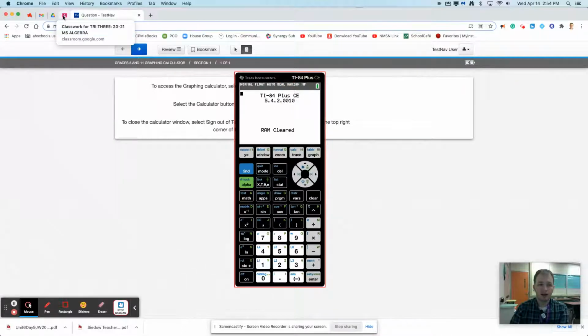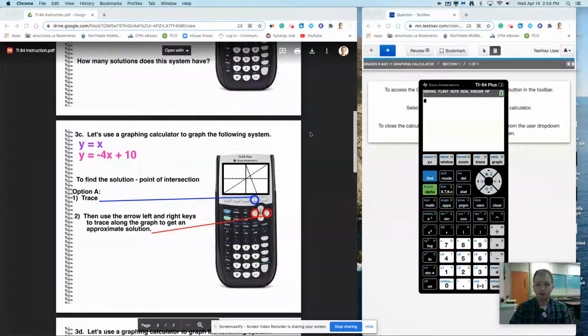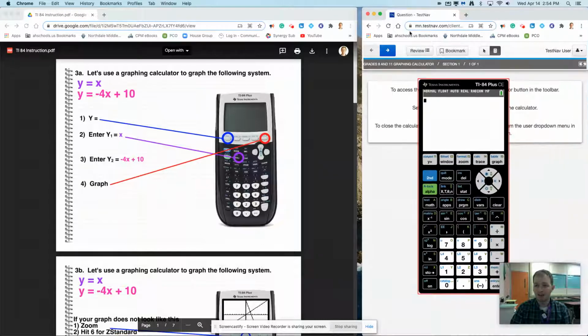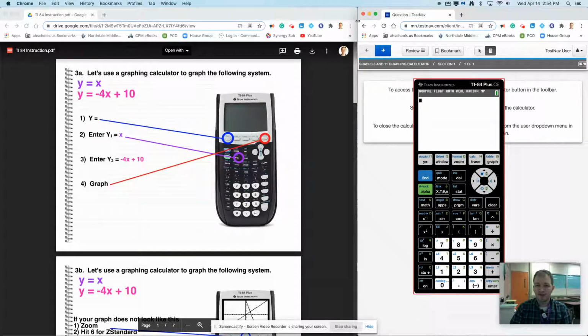I'm going to minimize this window now, and we're going to see everything that is going on here. Here we have the side-by-side instruction. This is the instruction, and here is the calculator. I'm just putting it side by side so we can use that for our instructions. So here's what we're going to do. We're going to use the graphing calculator to graph these two lines.